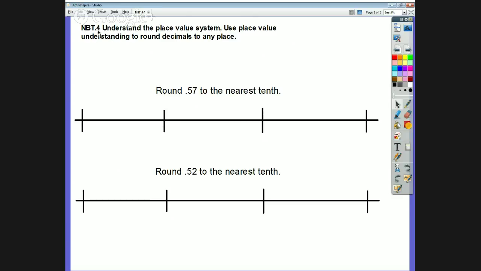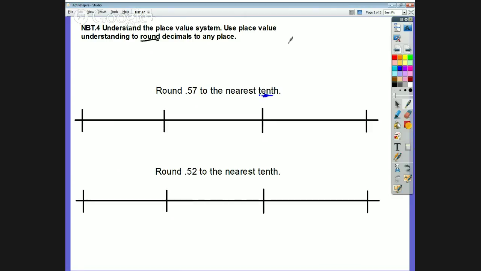Today in this video, we're going to be talking about NBT.4, which says: understand the place value system, use place value understanding to round decimals to any place. We've had experience in rounding before, and we talked about rounding in class, but I want to reiterate this. Rounding is asking which is closer. When we have rounding questions, it's always to a certain place in the base 10 numeral system. In this example, it's round to the nearest tenth.